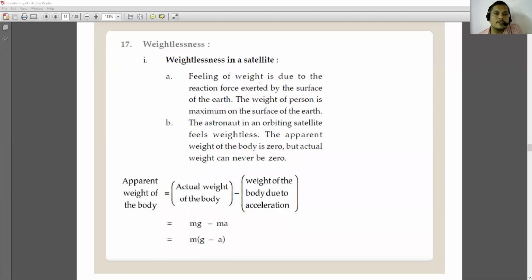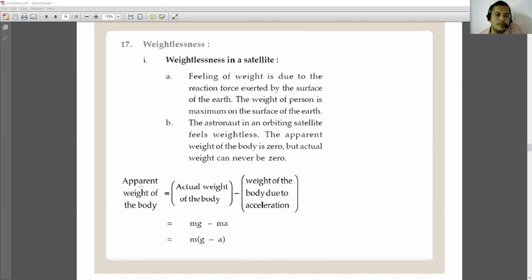Next, weightlessness. Weightlessness in a satellite. Feeling of weight is due to the reaction force exerted by the surface of the Earth. The weight of a person is maximum on the surface of the Earth. The astronaut in an orbiting satellite feels weightless. The apparent weight of body is 0, but actual weight can never be 0.